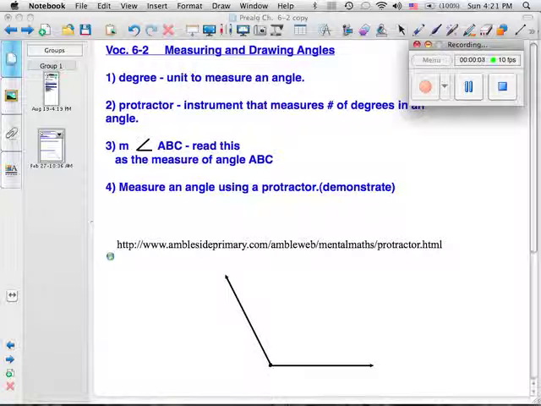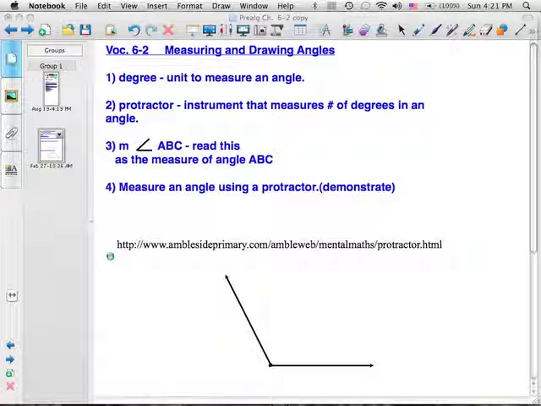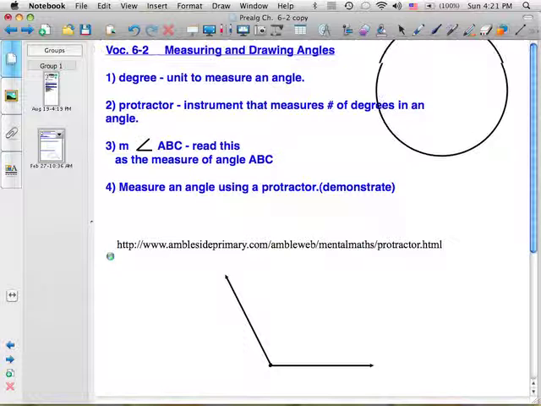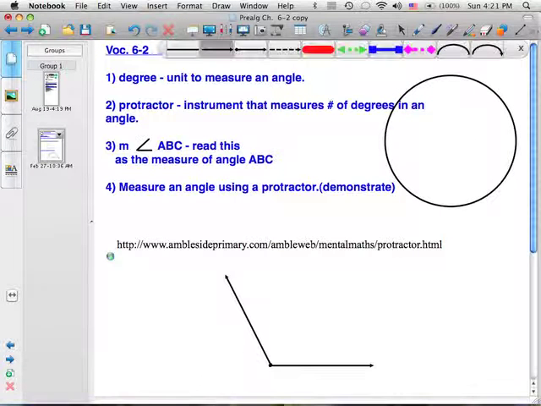We're on chapter 6, section 2, and we're going to be measuring and drawing angles using a protractor, so you will need one. The unit we use to measure an angle is a degree, because an angle is basically a section of a circle. So 1 degree is the unit we use to measure how many degrees an angle contains. The protractor is actually a semicircle, half a circle, and it can measure the number of degrees in your circle.